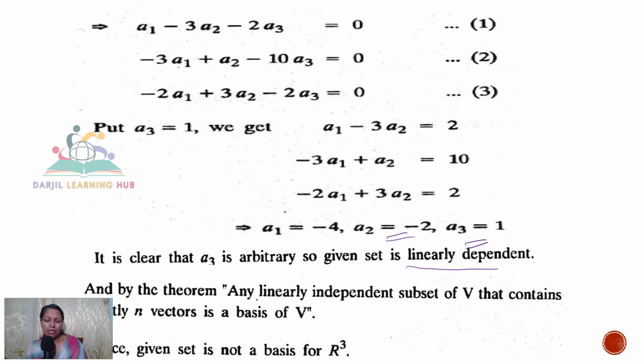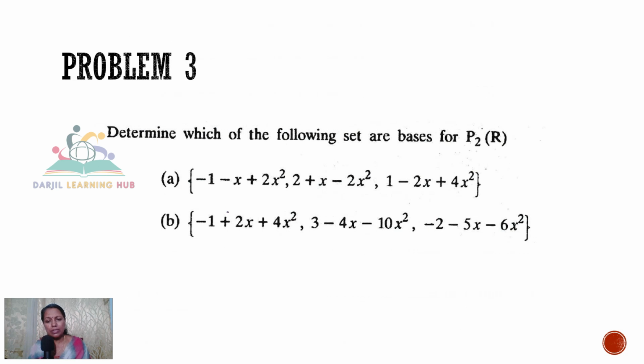What is V? R power 3. If the given vectors are a basis of R power 3, those vectors form a linear combination and the vectors should be linearly independent. But here is the problem, we have proved that it is not linearly independent, so automatically the given second set of vectors is not a basis for R power 3. Similarly, we can see this question.